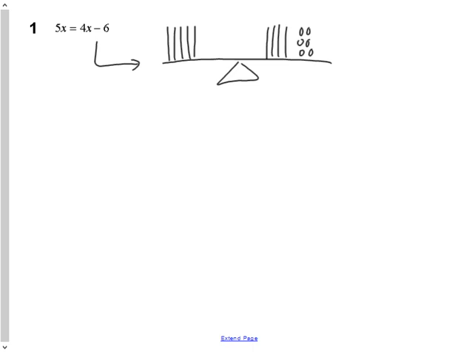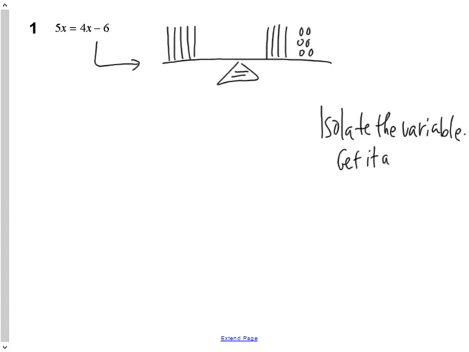Essentially what you need to consider when you have variables on both sides is that your goal is to isolate the variable, meaning getting it on one side. Get it alone on one side. And since it's not alone on one side, we have to figure out how we can do that.